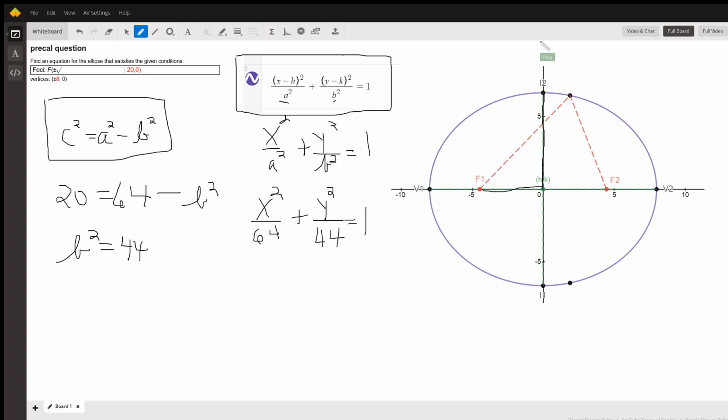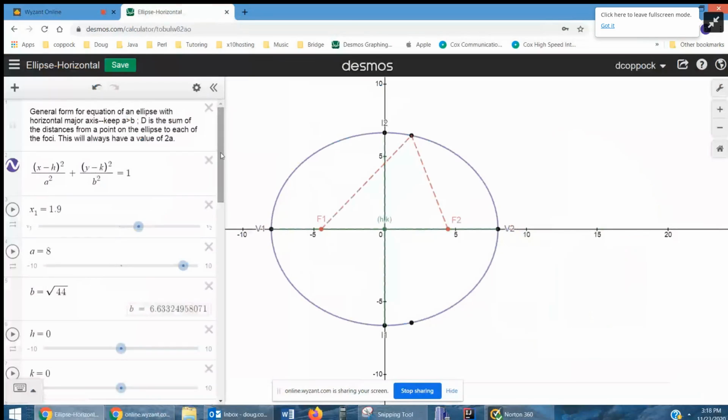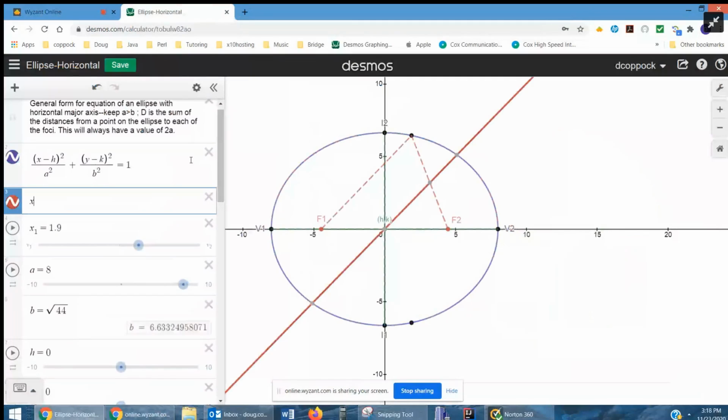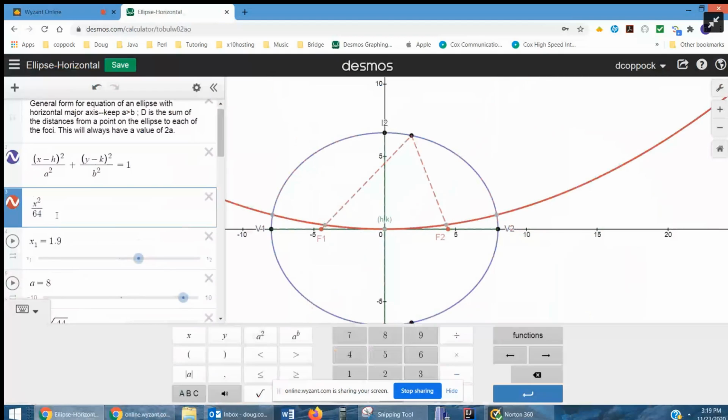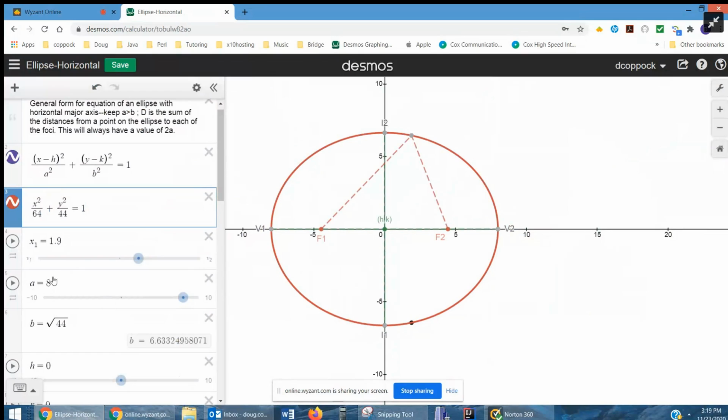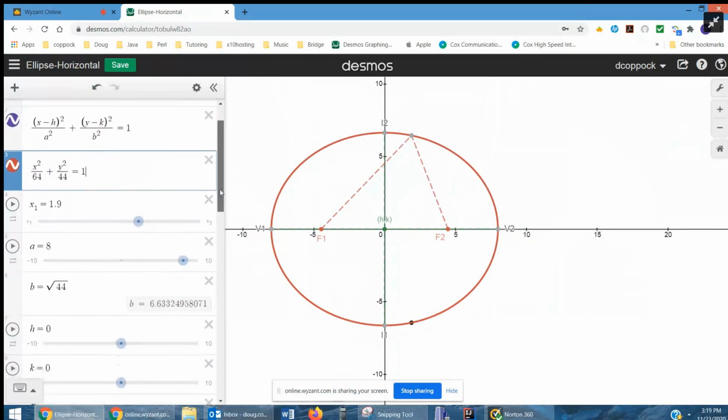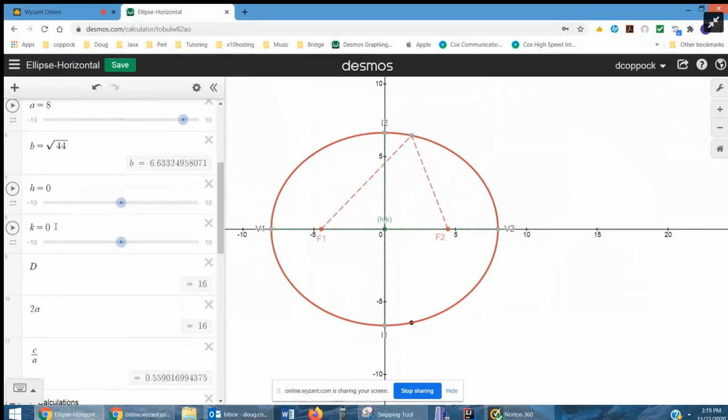And if we go to Desmos and I actually type in x squared over 64 plus y squared over 44 equals 1, we get the same ellipse that I had pictured in the diagram, because I let a equal 8 for our general formula, b equal the square root of 44, and the center h equals 0, k equals 0.